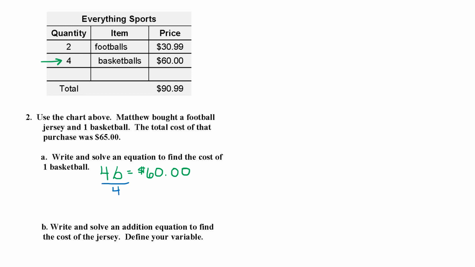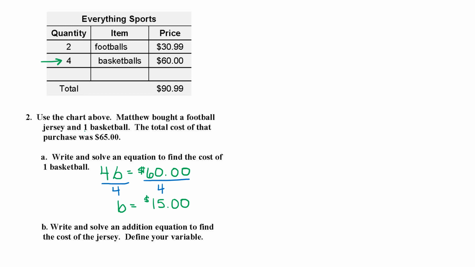Divide by 4, and B will equal 60 divided by 4, which is 15. So 60 divided by 4 is $15. That's how much one basketball costs. Write and solve an addition equation to find the cost of the jersey. Define your variable. So we know that one basketball equals $15.